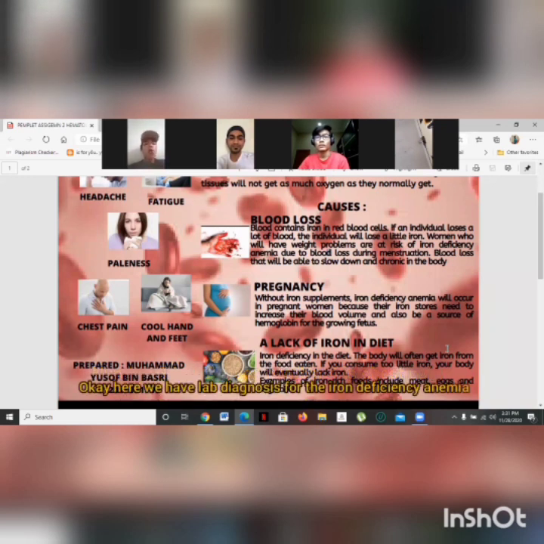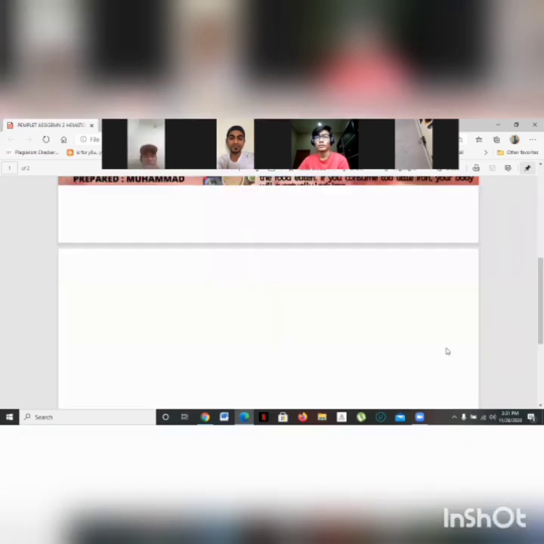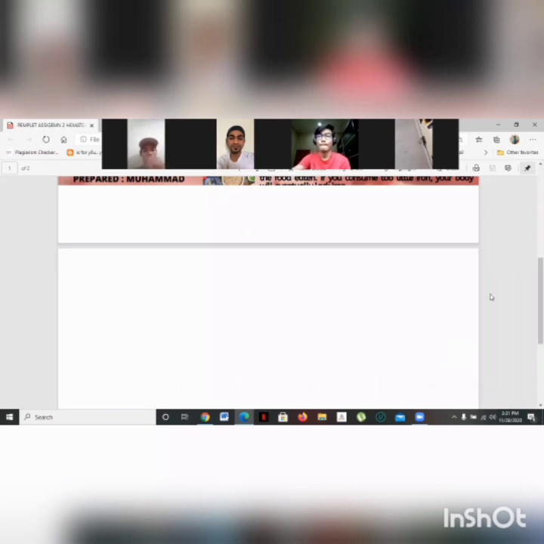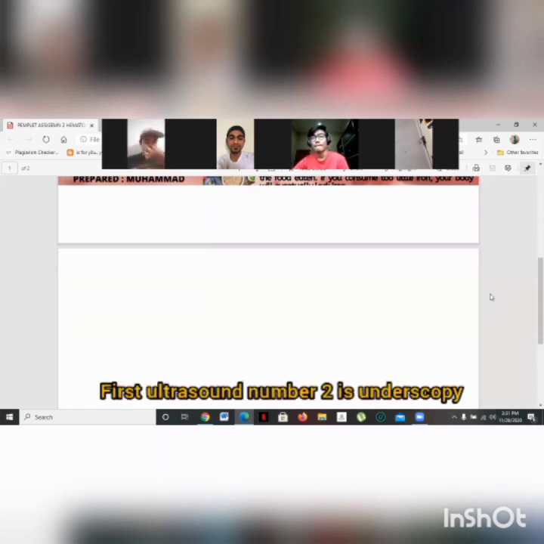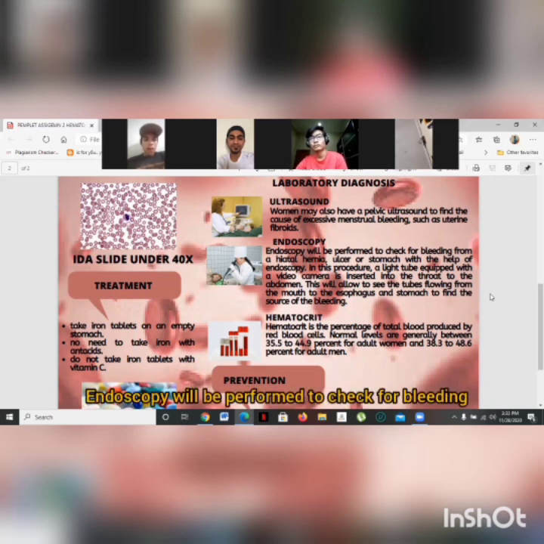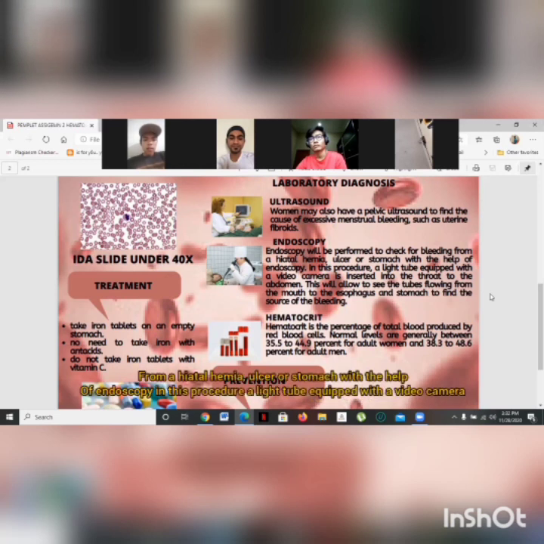Here we have the lab diagnosis for iron deficiency anemia. We have three lab diagnoses. First, ultrasound. Number two, endoscopy, and number three is hematocrit. For the ultrasound, women may also have a pelvic ultrasound to find the causes of excessive menstrual bleeding. Number two, endoscopy. Endoscopy can find bleeding that causes anemia. A tiny video camera can be inserted through the throat into the abdomen.